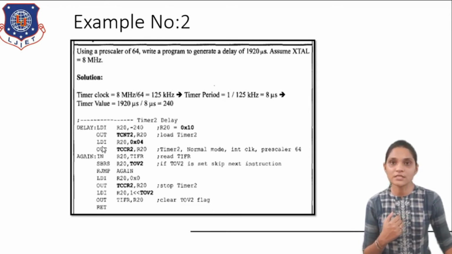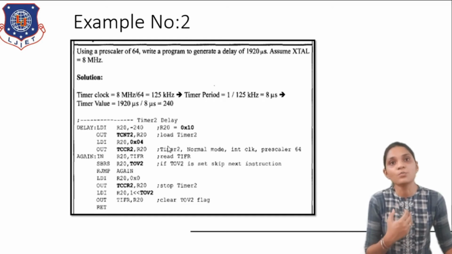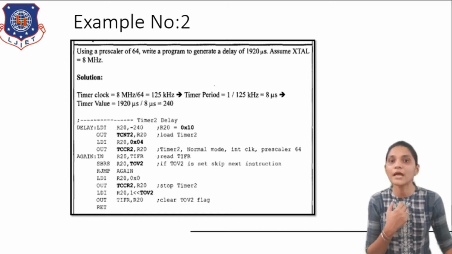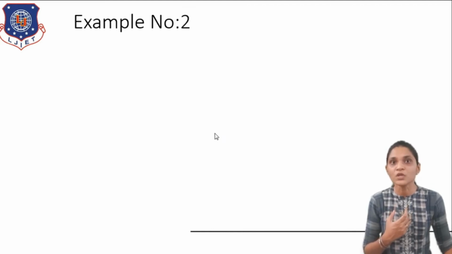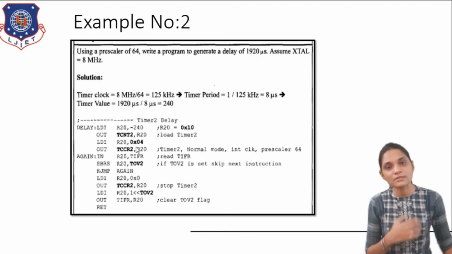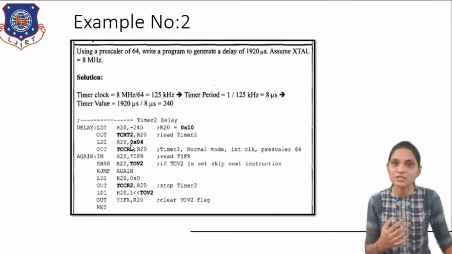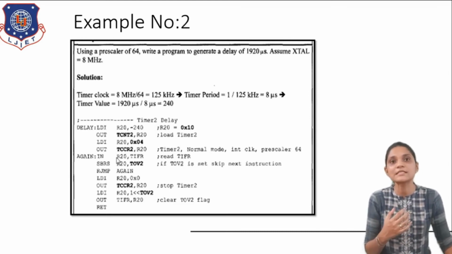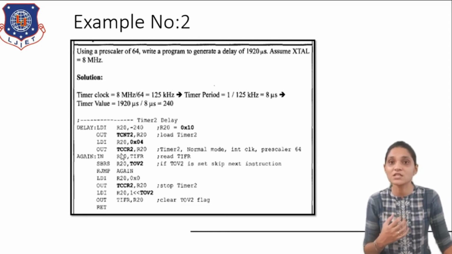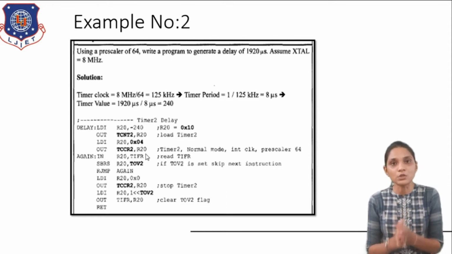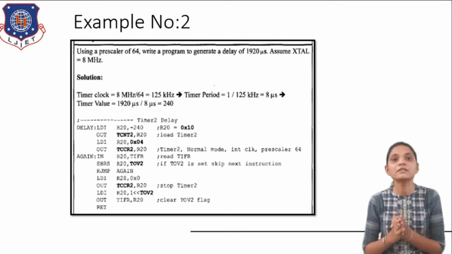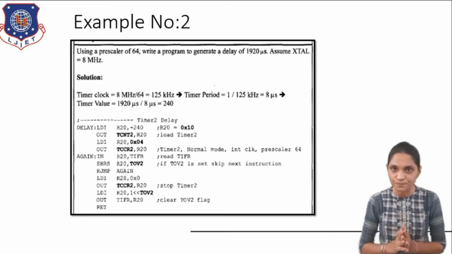Then we have to use the instruction for selecting the mode and the prescaling value, and that is the 04 that we have seen in the last case. For normal mode and a prescaling value of 64, we are getting the value 04. So we are using that value, storing it temporarily inside register 20 and then sending it to the TCCR2 register by using the instruction OUT TCCR2, R20. It will select timer 2 in the normal mode with a prescaling of 64.